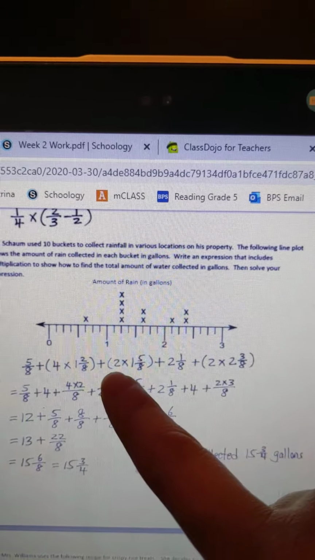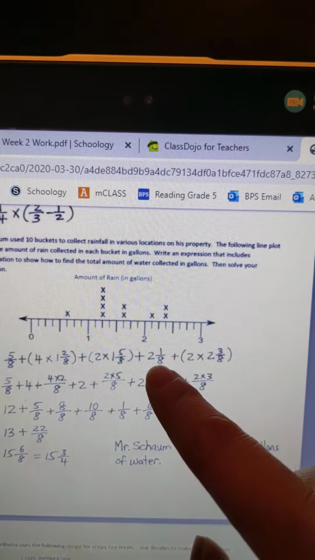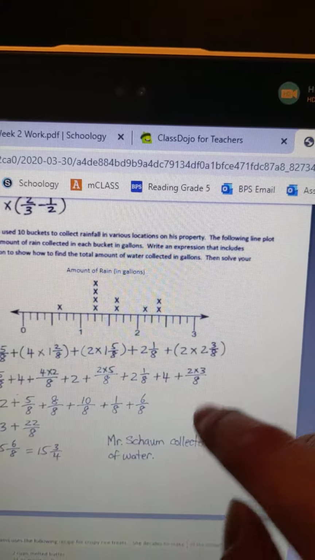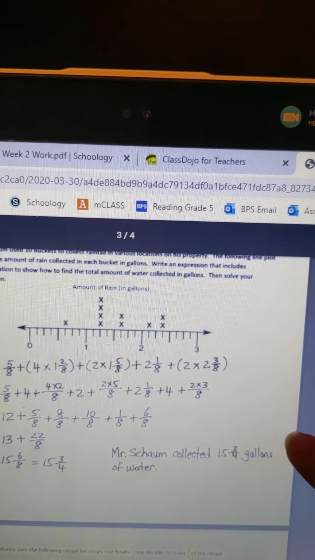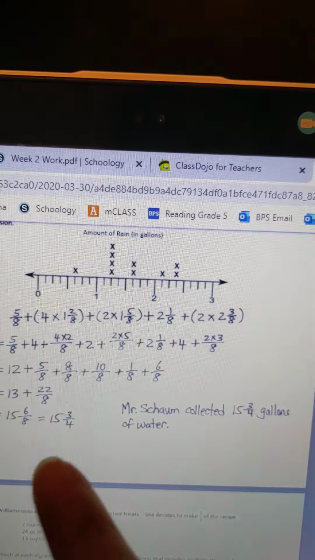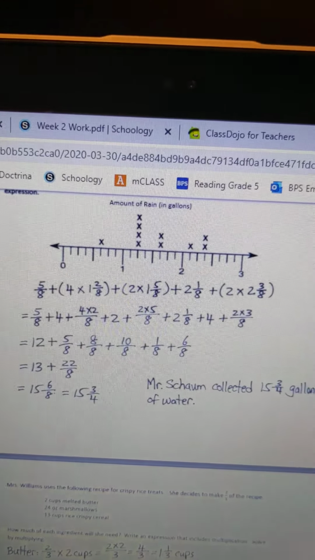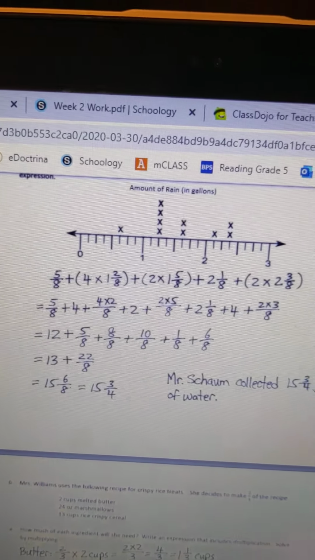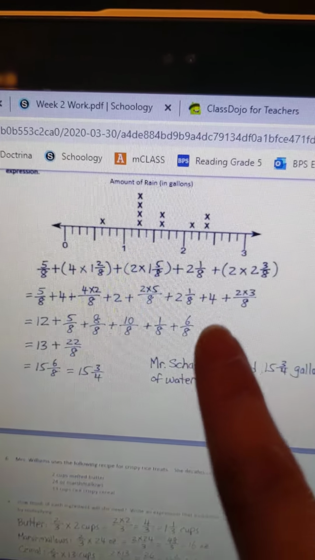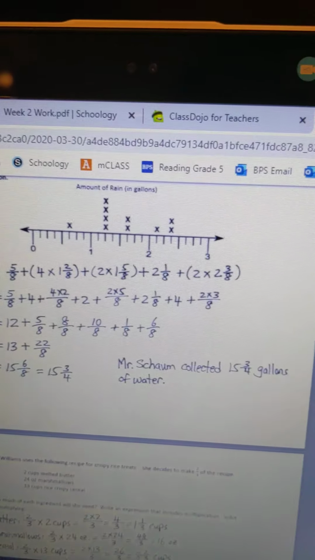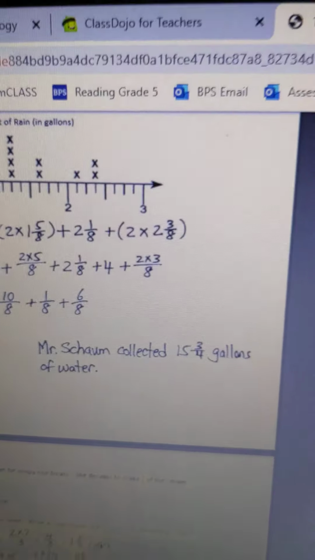At 1 and 5/8, there's 2. That's why it's 2 times 1 and 5/8. There's only 1 2 and 1/8 because there's only one x. And then there's 2 x's at 2 and 3/8 right here. Okay? So that's where they're coming up with the numbers. I find it easier than the way they did it if you were to take all of your whole numbers and add them together, and then all of your eighths and add them together. Whatever is more comfortable for you. Either way you do it, whether you do it this way that the module has set it up, or combining whole numbers and then fractions and then seeing what you have, either way you'll come up with 15 3/4 gallons of water collected total.